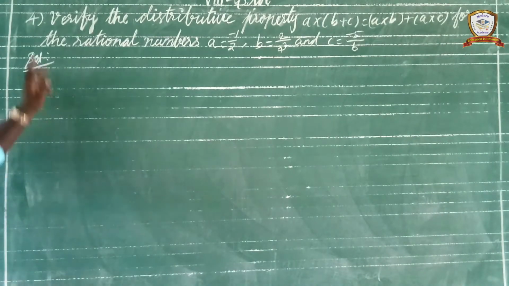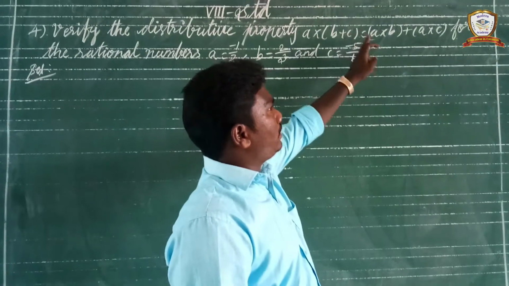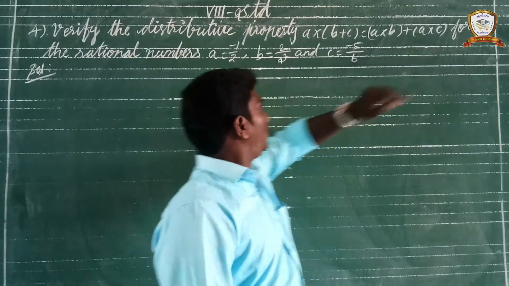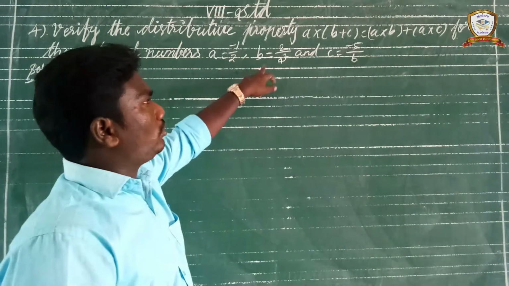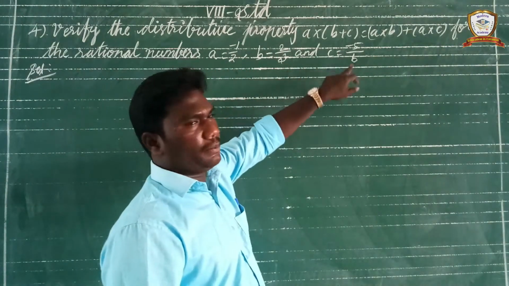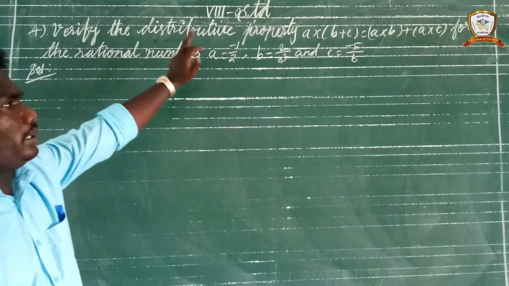Okay students, next fourth sum. Verify the distributive property a into b plus c is equal to a into b plus a into c for the rational numbers. A is equal to minus 1 by 2, b is equal to minus 2 by 3 and c is equal to minus 5 by 6. So we have given three rational numbers, we want to verify the distributive property.